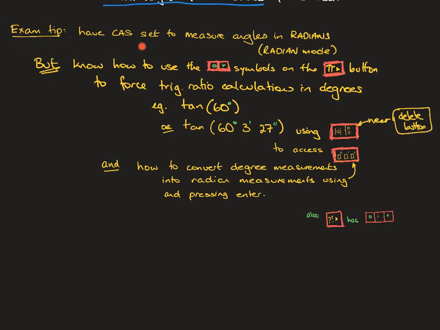So an exam tip is to have your CAS calculator set to measure angles in radians. Sometimes we refer to that as radian mode. But you need to know how to use the degrees symbol and the radians symbol to force the calculator to do calculations like tan of 60 degrees. There was an exam question a couple of years ago that had kids work out tan of 60 degrees.